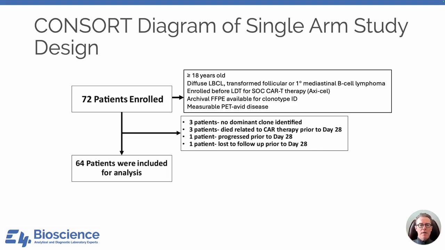The study puts forth a consort diagram. It's a relatively simple single-arm study. They enrolled 72 patients. Here are the most important characteristics of these patients. Had to be older than 18, have a diffuse LBCL, couple other kinds included. They needed to be enrolled before lymphodepletion for CAR T cell therapy.